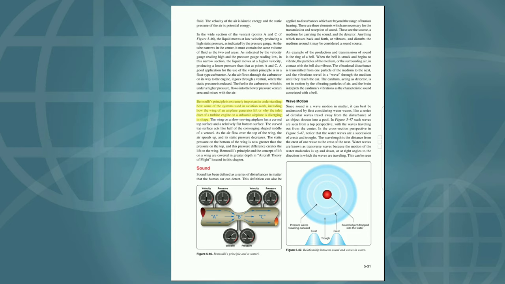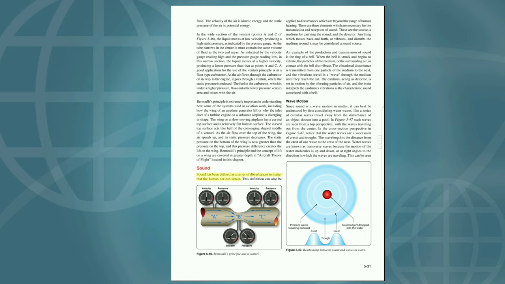The wing on a slow-moving airplane has a curved top surface, and a relatively flat bottom surface. The curved top surface acts like half of the converging-shaped middle of a venturi. As the air flows over the top of the wing, the air speeds up, and its static pressure decreases. The static pressure on the bottom of the wing is now greater than the pressure on the top, and this pressure difference creates the lift on the wing. Bernoulli's principle and the concept of lift on a wing are covered in greater depth in Aircraft Theory of Flight, located in this chapter.